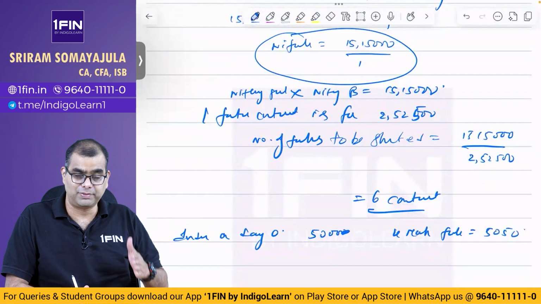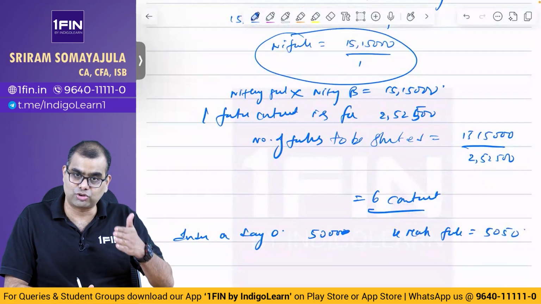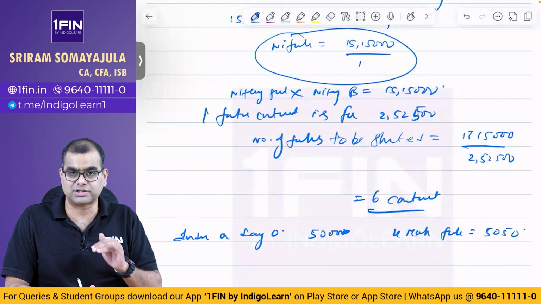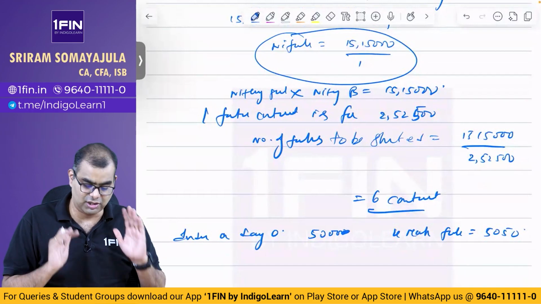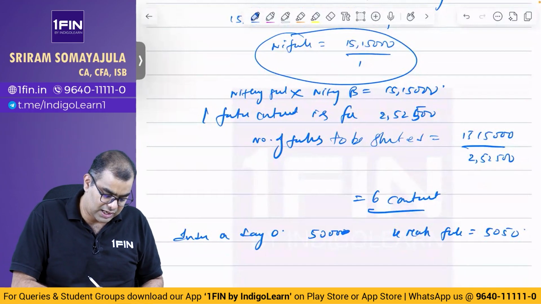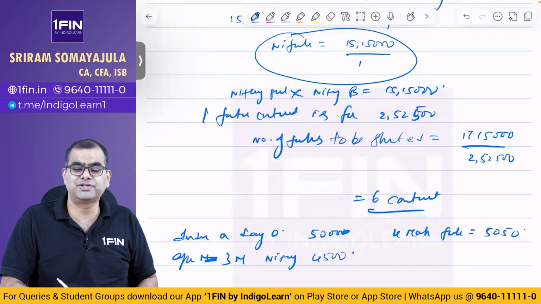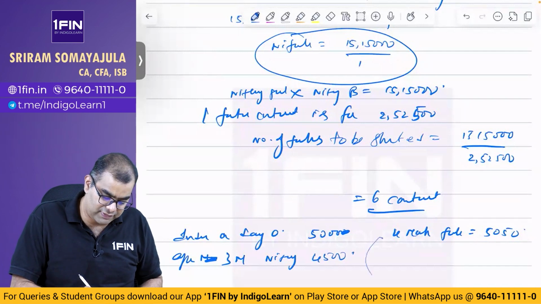Correct? Please remember there is a difference between notional value of a contract and futures value. Futures value is without lot size. Notional value is after you multiply it with lot size. After 3 months, Nifty is 4,500. If Nifty is 4,500, what will be the value of a 4 month future, a 1 month future?